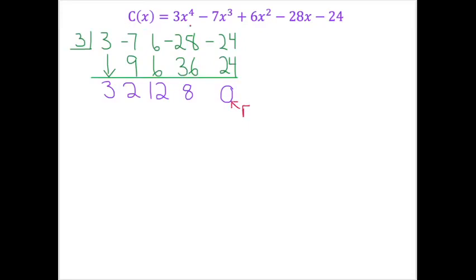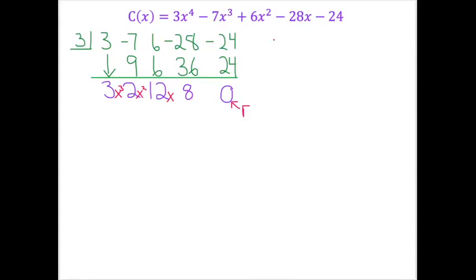And since c of x has a degree of 4, when we divide by x minus 3, our answer here is going to have a power of 3. So this is 3x cubed, okay? This is 2x squared. This is 12x, and that's just 8.